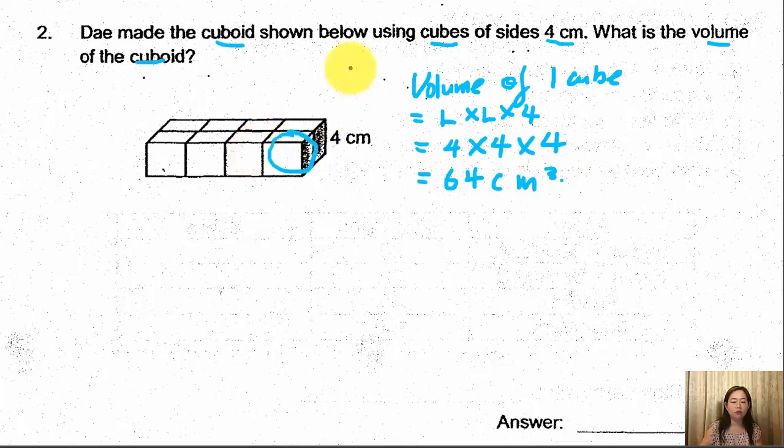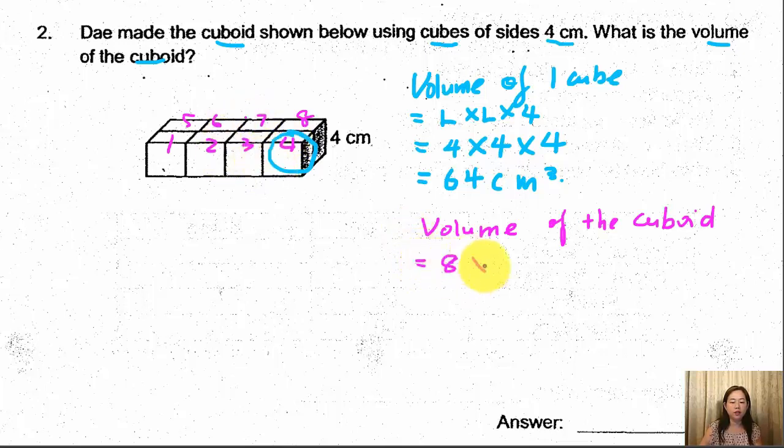Next, we have to look at how many cubes are there in this cubot, and we can see that there are 1, 2, 3, 4, 5, 6, 7, 8. So, volume of the cubot is actually the total of these 8 cubes, equals to 8 times 64, and the answer is 512 cm cube. So notice that whenever we want volume, we have to express in terms of cube.